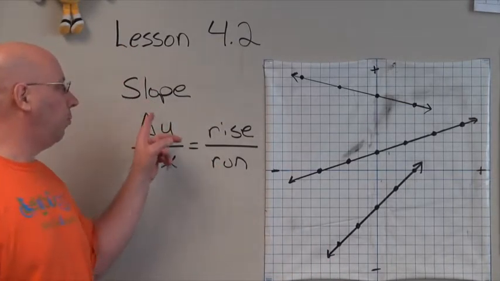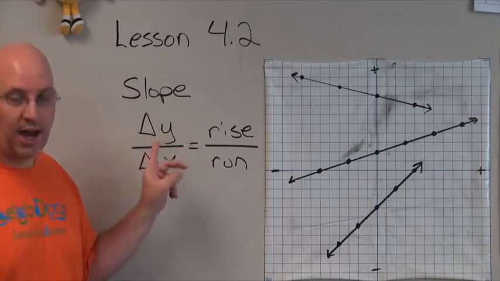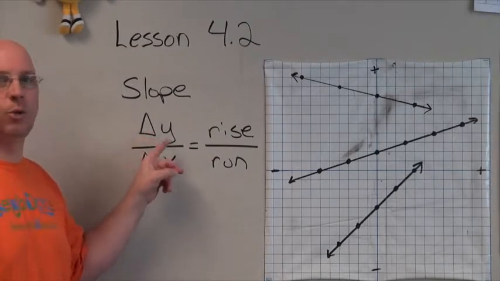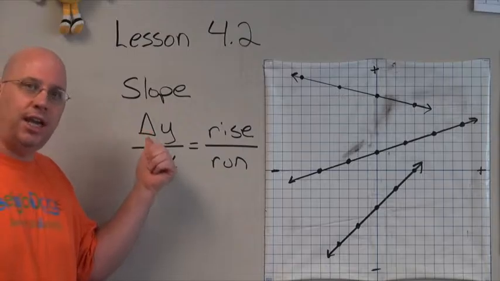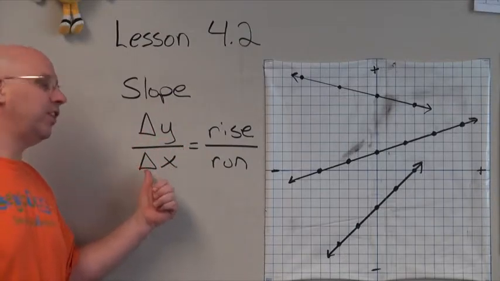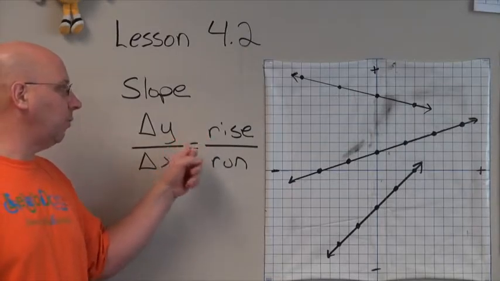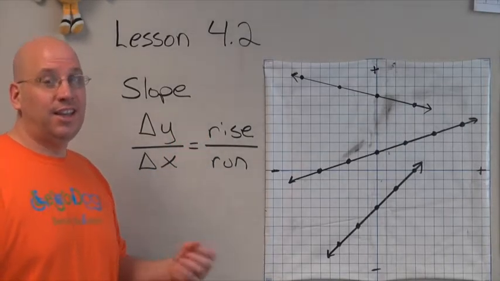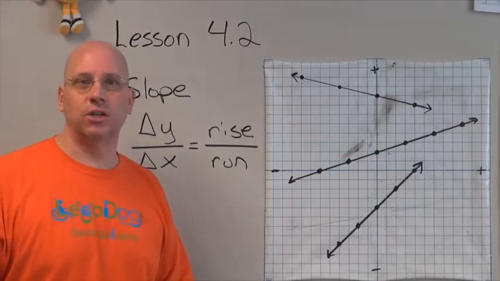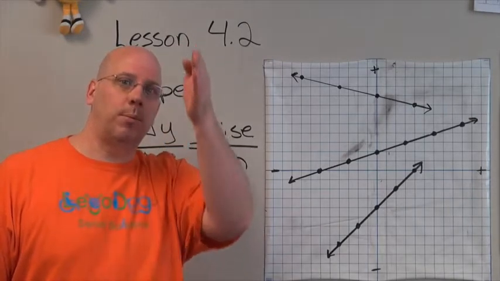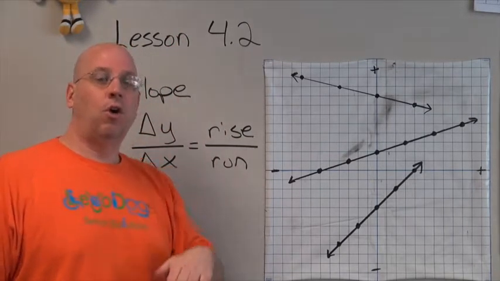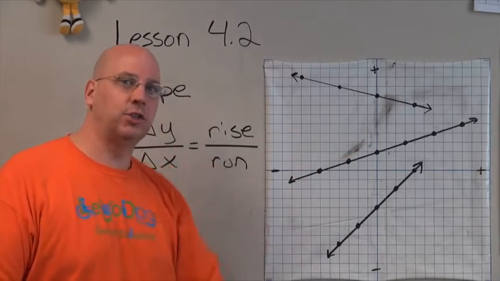Now you'll see slope written as this triangle y over triangle x. What that means is that delta y over delta x is the change in y values over the change in the x values. And you may also see it written as the rise over run. That's actually an easier way for a lot of students to understand it, because rise they know is up and down, the change in the up and down, over the run, which is the horizontal change.